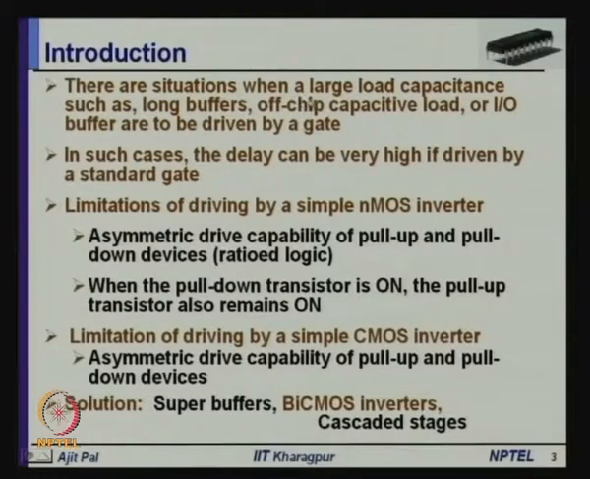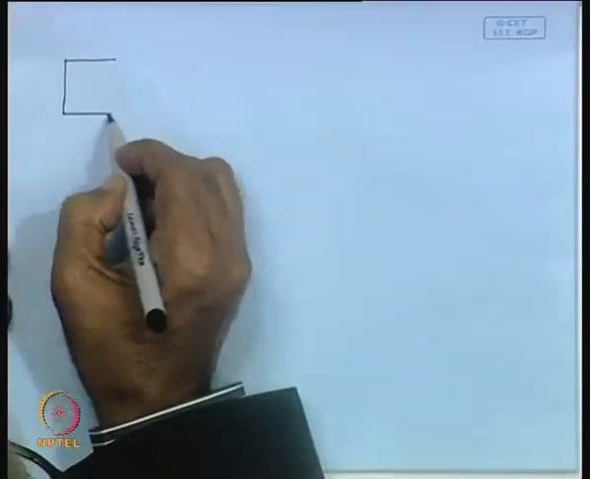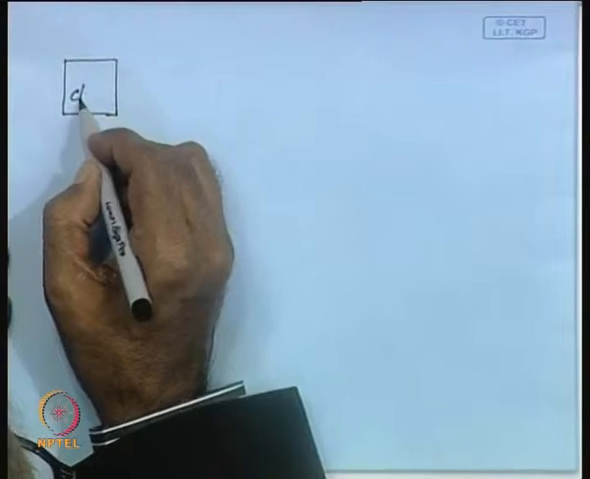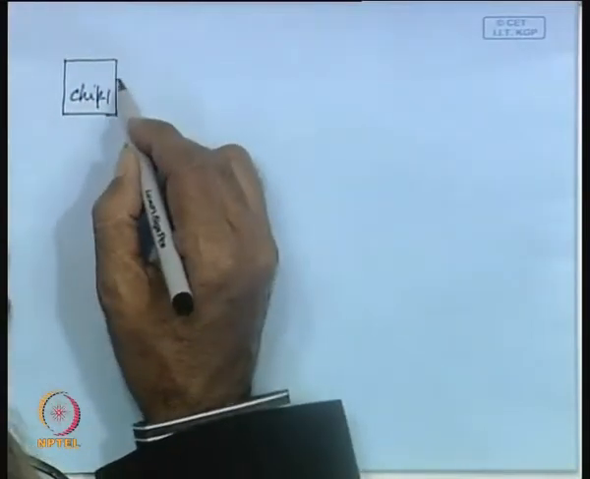there are situations when a large load capacitance, such as long buffers, off-chip capacitive load or IO buffer, is to be driven by a gate. See, you are realizing different circuits by using VLSI technique, but you have to drive some off-chip loads. For example, if you are realizing a system, the output will go from one chip. Say this is your chip 1, it will go to another chip.